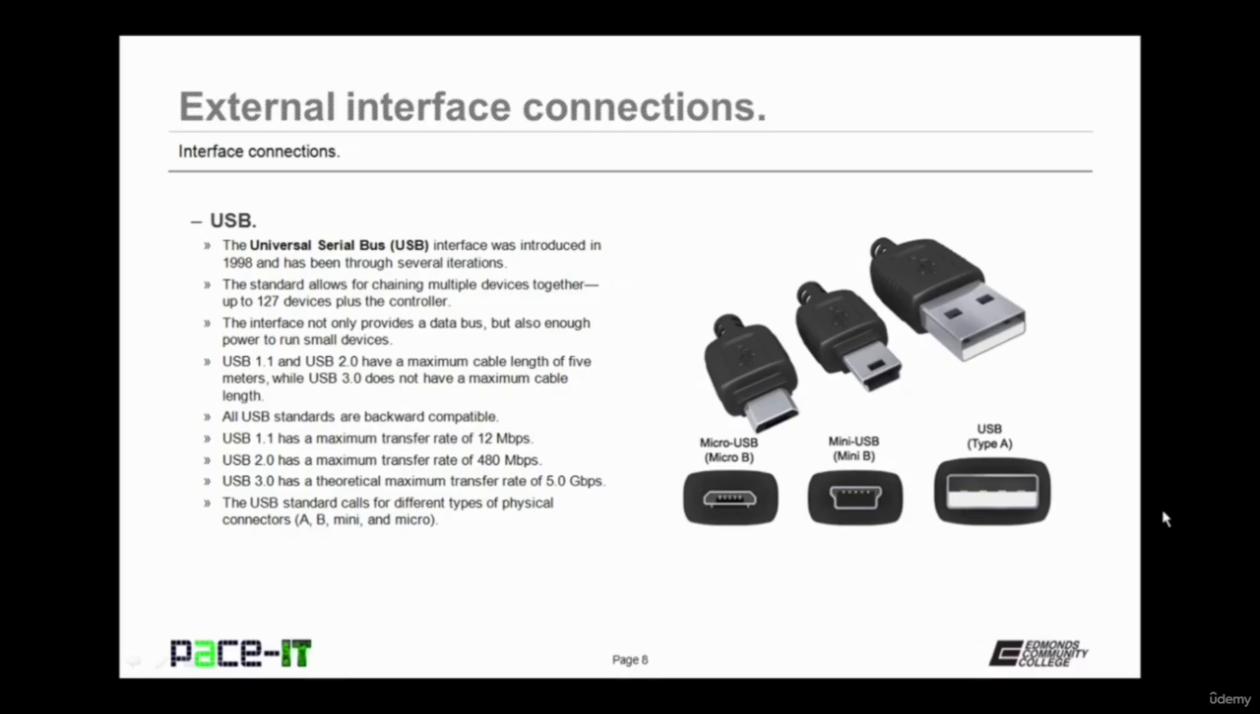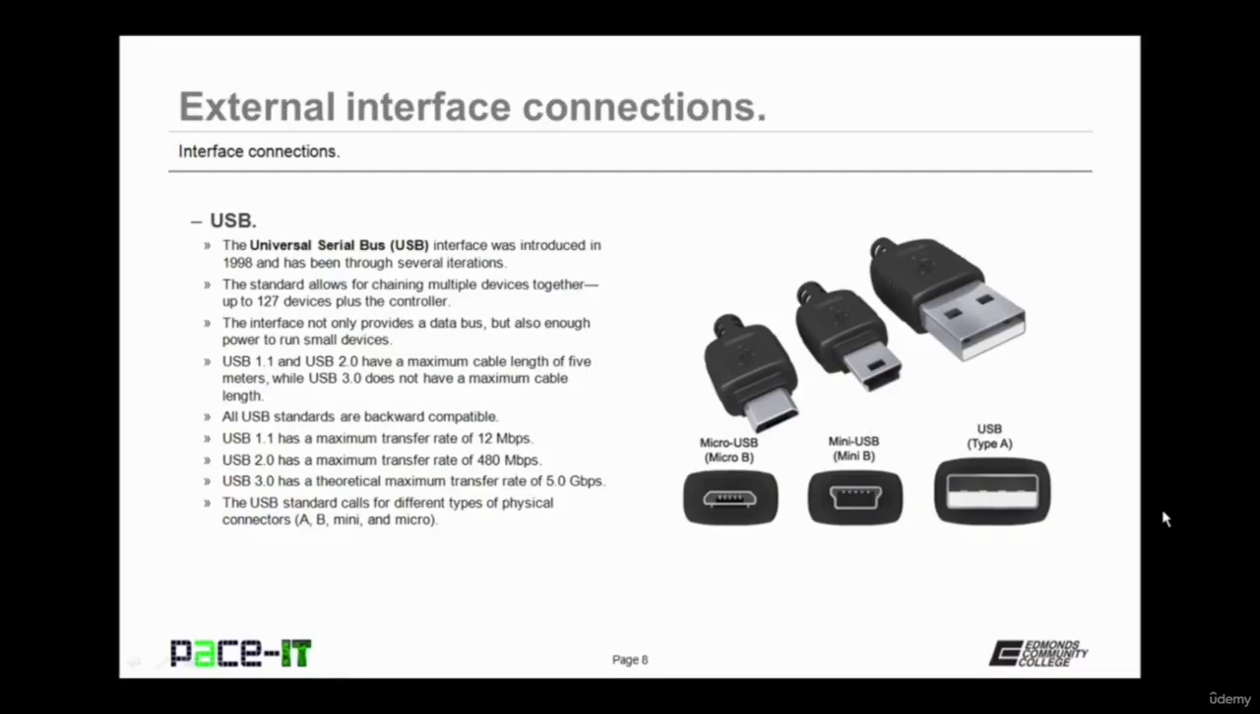Now the USB interface can not only provide a data bus, but it can also provide power to run small devices. Now USB version 1.1 and USB 2.0 have a maximum cable length of 5 meters. But USB 3.0 does not have a maximum cable length as long as the cable meets the electrical specifications. All USB standards are backwards compatible.